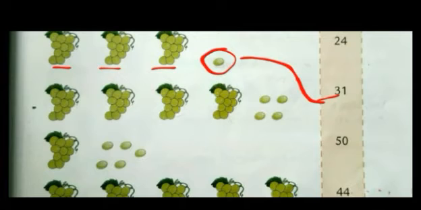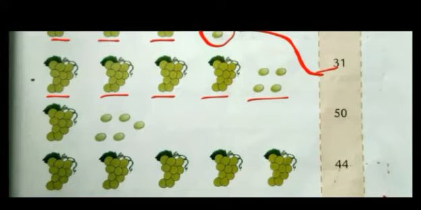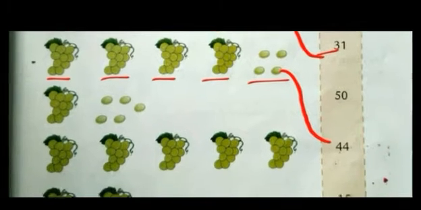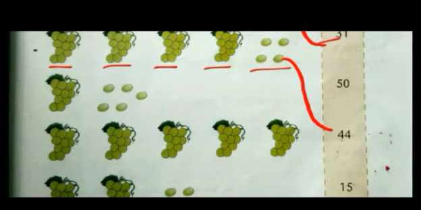Now see the second one. Again, each bunch has 10 grapes. 10, 20, 30, 40, and 4 are given here. So 40 plus 4 is 44. So we can match it with 44. Clear? Now see the next one.